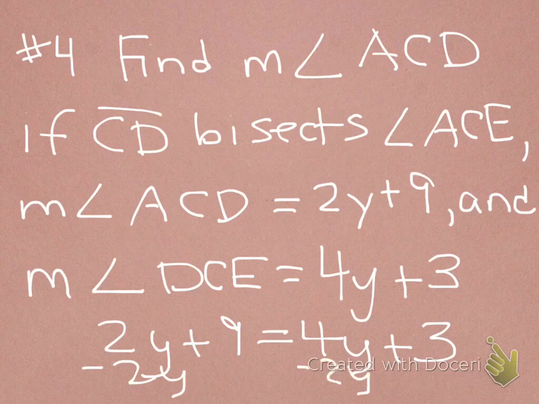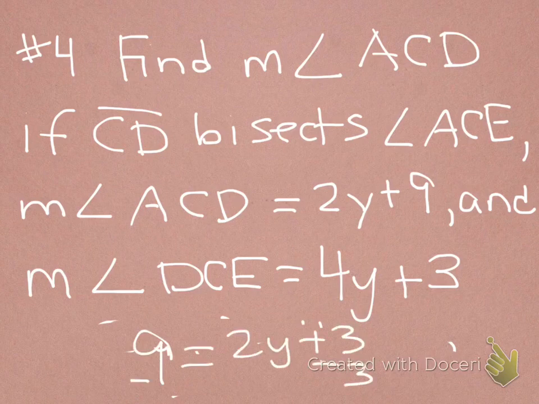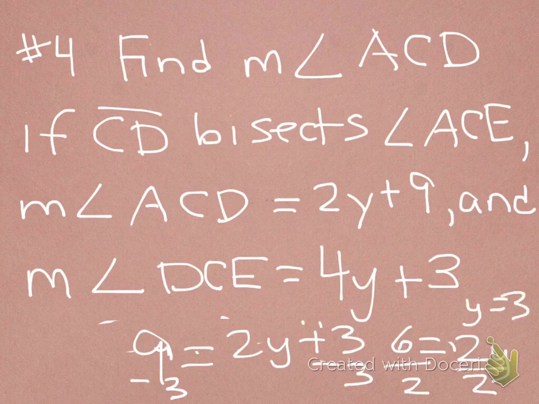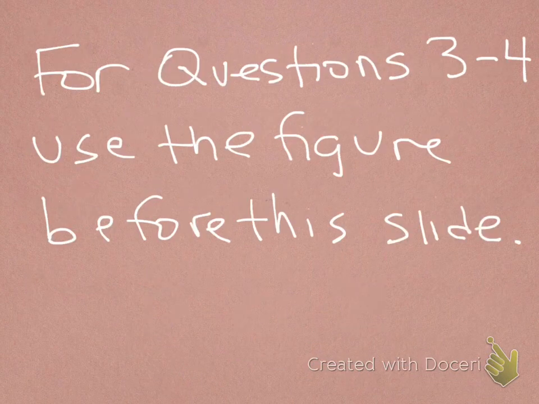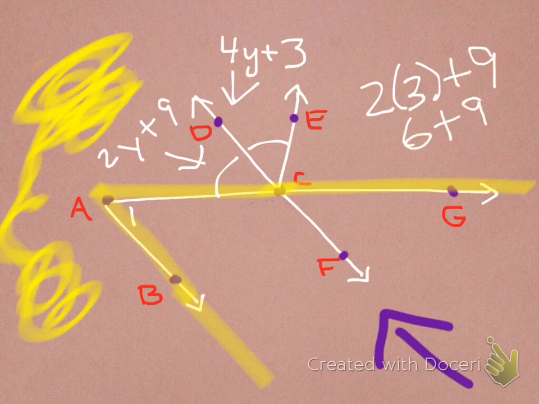So we get 9 equals 2y plus 3. Keep solving. So 2y equals 6, and then y would be 3. But that's not my answer. It says find the measure of ACD. So ACD, if we look back, was 2y plus 9. So we're going to plug in 3 for y and solve. So we get 15 for ACD.